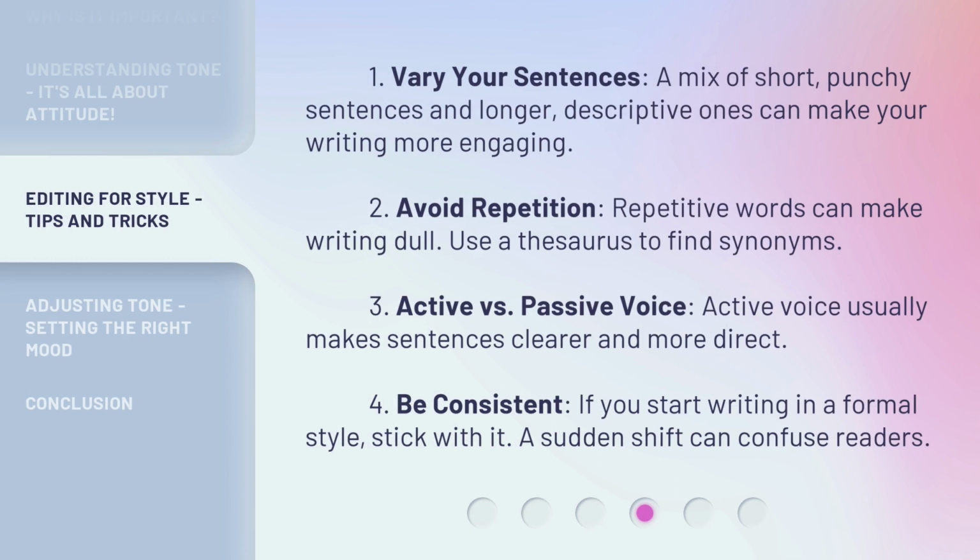1. Vary your sentences. A mix of short, punchy sentences and longer, descriptive ones can make your writing more engaging. 2. Avoid repetition. Repetitive words can make writing dull. Use a thesaurus to find synonyms. 3. Active versus passive voice. Active voice usually makes sentences clearer and more direct. 4. Be consistent. If you start writing in a formal style, stick with it. A sudden shift can confuse readers.